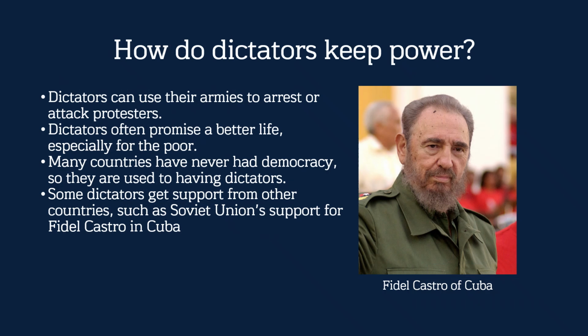Now, dictators keep power. They use their armies to attack or arrest protesters, often promising a better life, especially for the poor and minority groups. Many countries have never had a democracy, and so they're in a constant cycle of using dictators, and some dictators get support from other countries. So, for example, the Soviet Union supported Fidel Castro and his regime in Cuba.